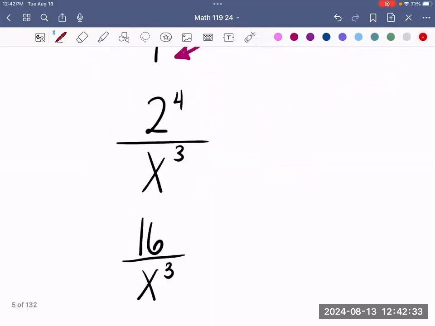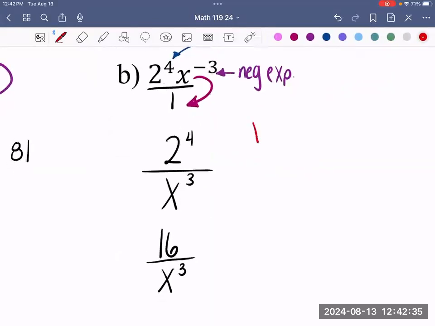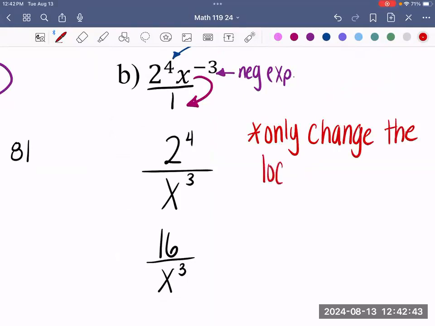Because it is so important, only change the location of the value.